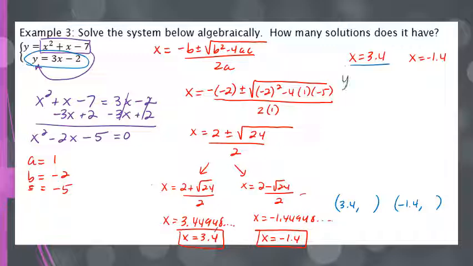So I'm going to say y equals 3 times x, which I'm replacing with 3.4, minus 2. And that gives me 8.2. So my first solution is 3.4 comma 8.2. Now I have to do the same exact thing with negative 1.4. So I'm going to have y equals 3 times negative 1.4 minus 2. And that gives me negative 6.2. So my other solution is negative 1.4 comma negative 6.2.